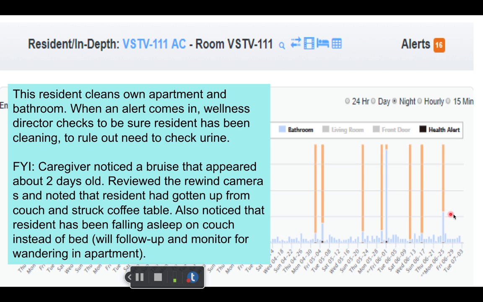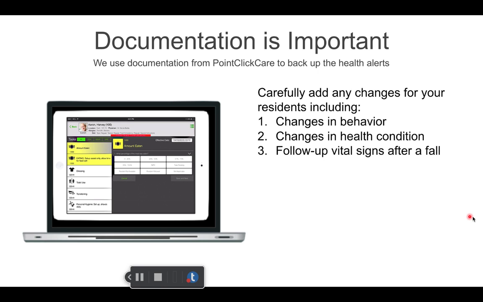Also, an additional caregiver noticed that the resident had a bruise that appeared about 2 days ago, and they used the rewind camera to note that the resident had gotten up from the couch and struck a coffee table, and they noticed too that she's been sleeping on the couch more. So they're going to follow up and monitor this individual for wandering, which could be a pretty significant change in this individual's habits.